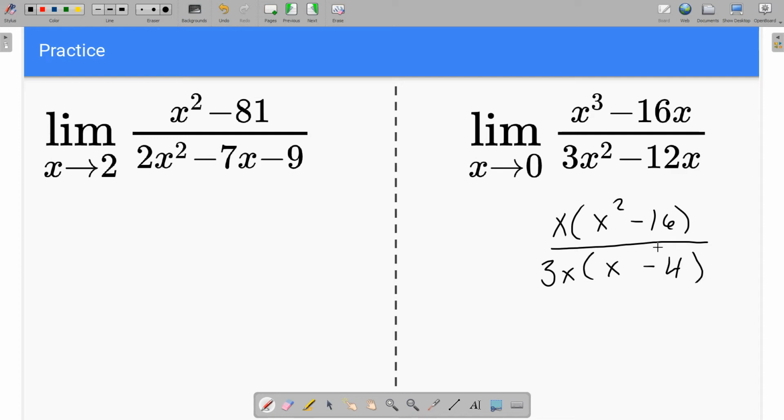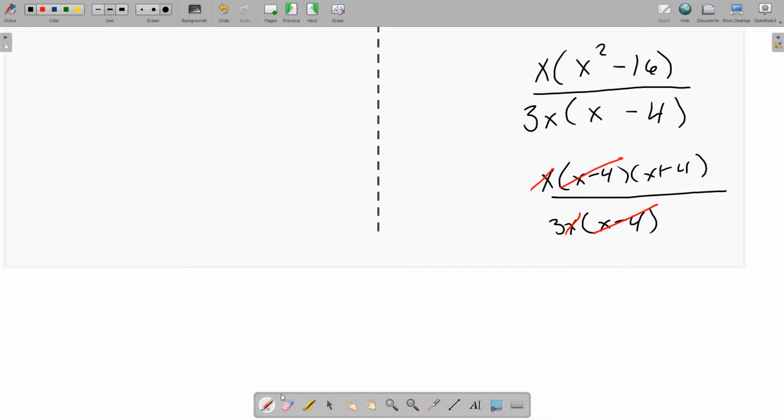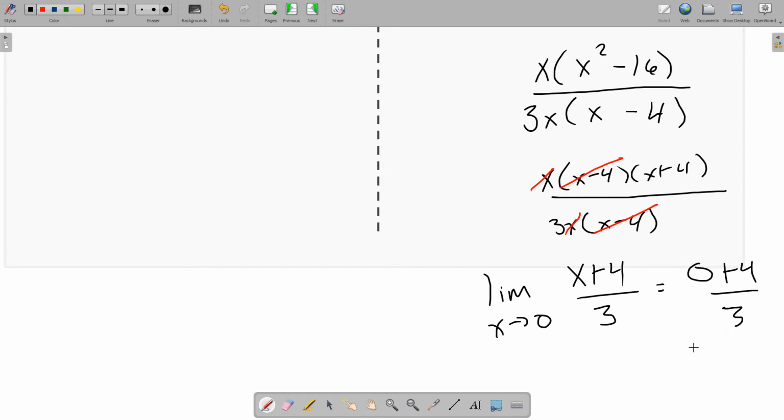minus 4. And I can see again that I can keep factoring my numerator. So I'm going to have x minus 4, x plus 4, all over 3x, x minus 4. And so when I'm looking at things I can cross off, I can definitely cross off my x minus 4s. I can cross off my x's. And I'm going to be left with, in terms of an expression, x plus 4 all over 3. So I'm going to be evaluating the limit of this as x approaches 0. And then that's going to end up being 0 plus 4 all over 3, or 4/3. Let's keep going.